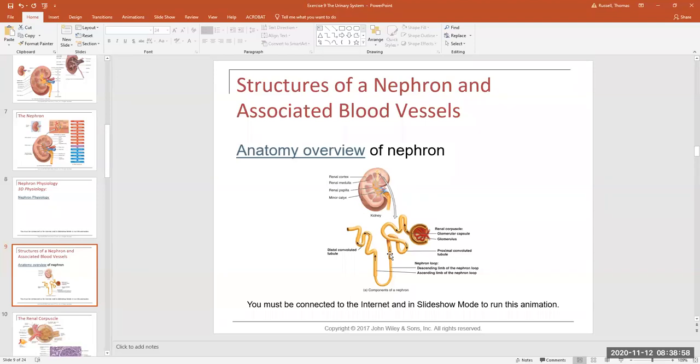On the practical, we're going to have to clarify this a little bit. I'm going to show you on a much bigger picture. But for now, we have a descending and an ascending limb. After this ascending limb, the last part of the renal tubule is called the distal convoluted tubule because it's farther away from the renal corpuscle.